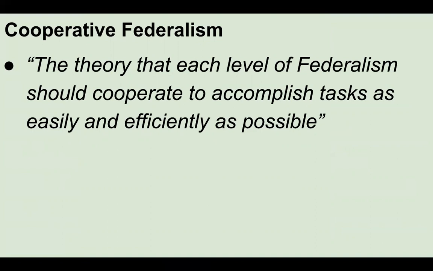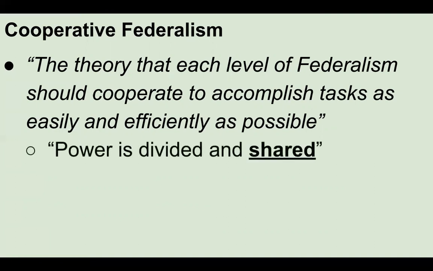So it's basically the theory that each level of federalism should cooperate with one another because they kind of deal with the same issues anyway, most of the time. And they should work together to accomplish the tasks as easily and as efficiently as possible. And when you have the definition of power being divided and shared, the shared aspect comes from cooperative federalism.